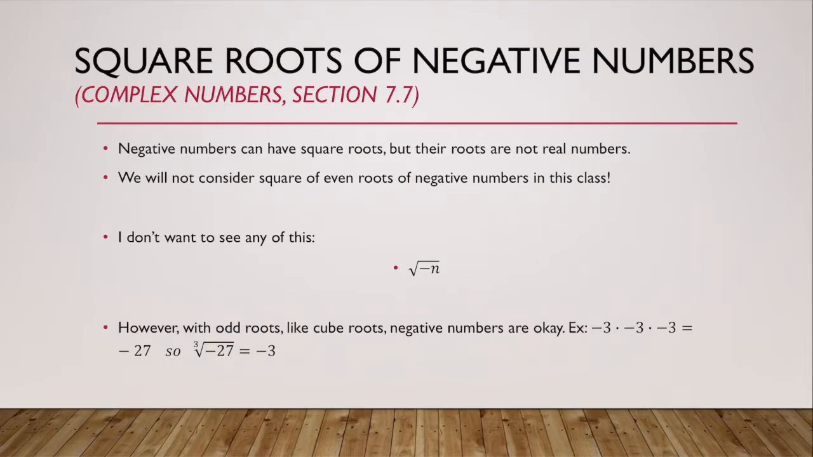Negative numbers can have square roots, but their roots are not real numbers, as I said earlier. We will not consider the square or even roots of negative numbers in this class. I don't want to see any square roots or even roots of negative numbers. But it's important to note that with odd roots like cube roots, negative numbers are okay, right? If I have negative 3 cubed, that's negative 27. So the cube root of negative 27 is negative 3. I can undo that. So we can take cube roots or odd number roots, like fifth roots, seventh roots of negative numbers.